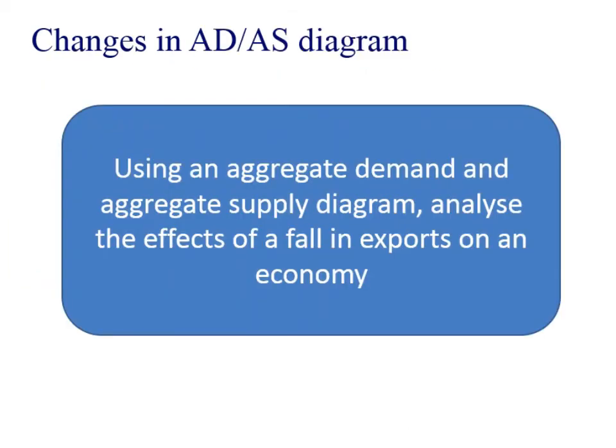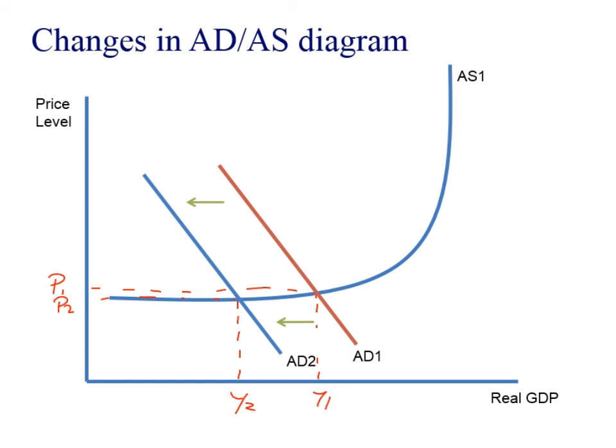So let's have a look at a few different scenarios. So using an AD-AS diagram, analyse the effects of a fall in exports on the economy. That was in the other presentation. So you're probably going to get something like this, and we have deflation there, or disinflation, or a fall in the price level, and a fall in real GDP. Why do we have that? Because exports are a component of AD.